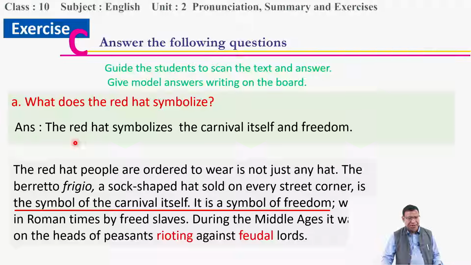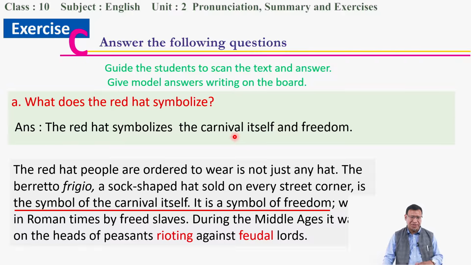Many students, while writing answers, write the red hat symbolize, and you just write the red hat symbolize the carnival itself, and you forget the S. So I suggest students remember to write the S on the basis of singular or plural. That is really important in English. If you miss the S or ES, that makes a vast difference in grammar. You are learning grammar and academic English, and you have to remember to write grammatically correct answers.